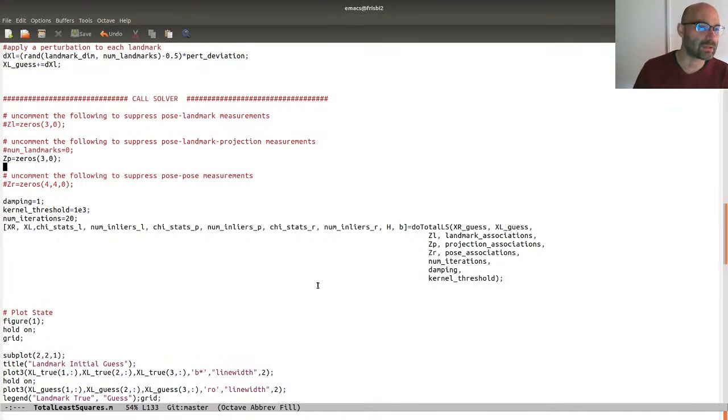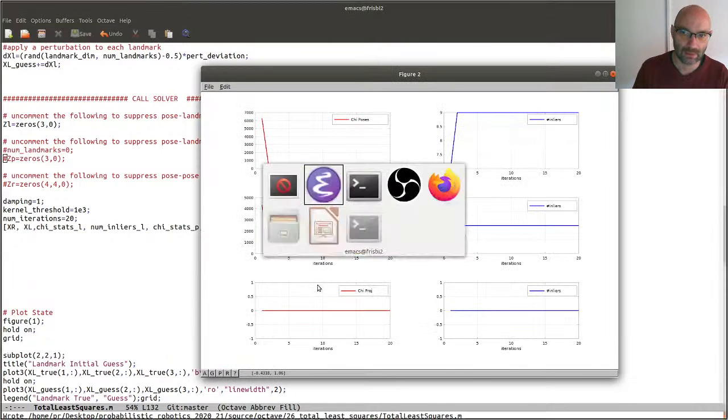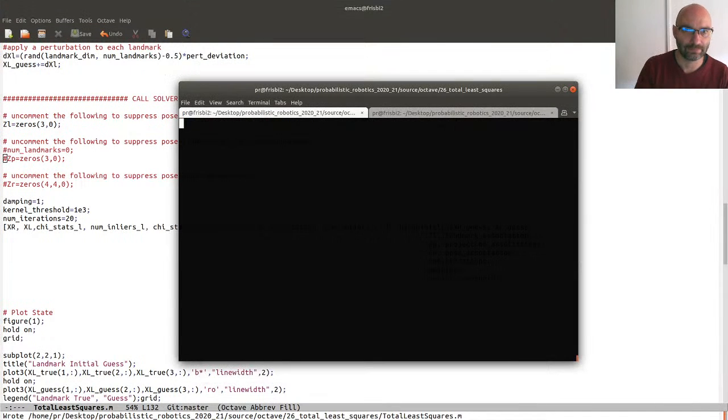Okay, now let's try to do another problem. Let's try to eliminate the landmark measurements and consider a problem where we have odometry and only projections. Okay? Well, let's see what happens.